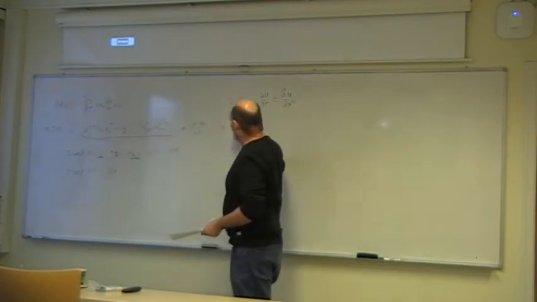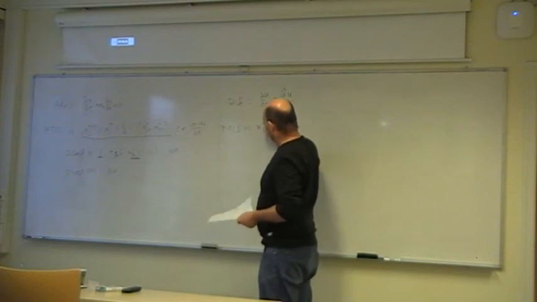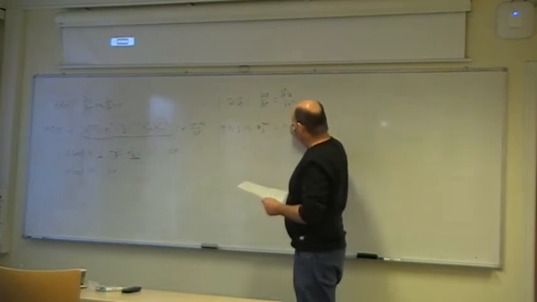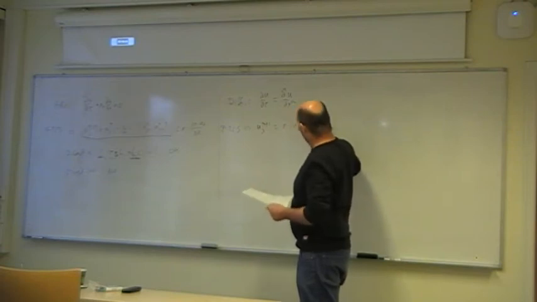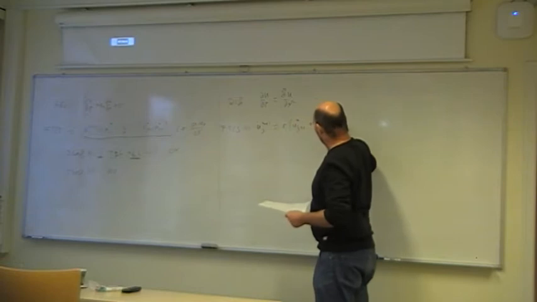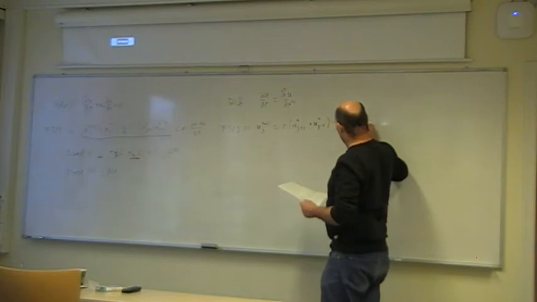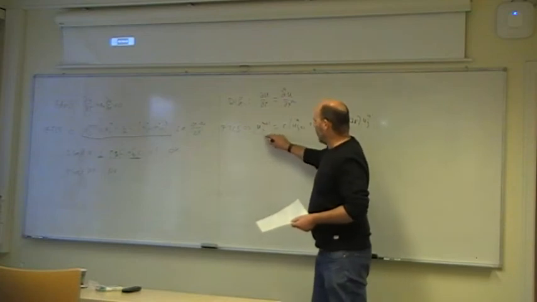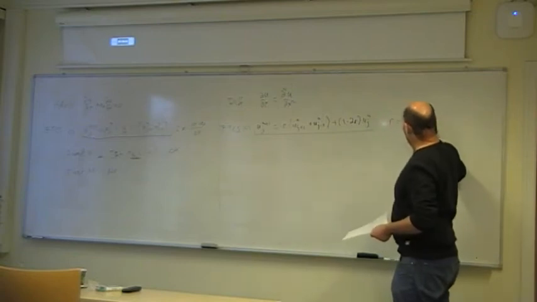The forward time central space scheme gave us the following stencil: u_j^(n+1) equals r multiplied with u_(j+1)^n, plus u_(j-1)^n, and finally 1 minus 2r multiplied with the center point u_j. So this was the stencil, and here r was delta t by delta x or y, whatever, squared.